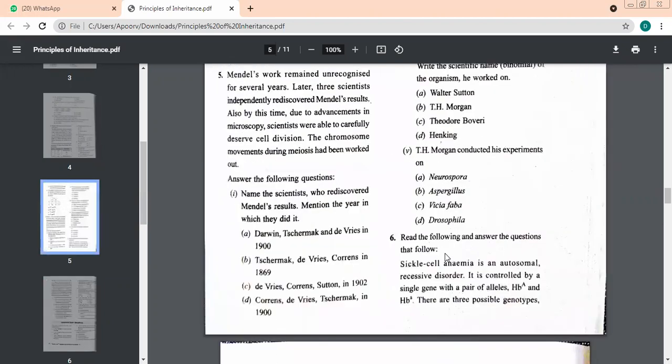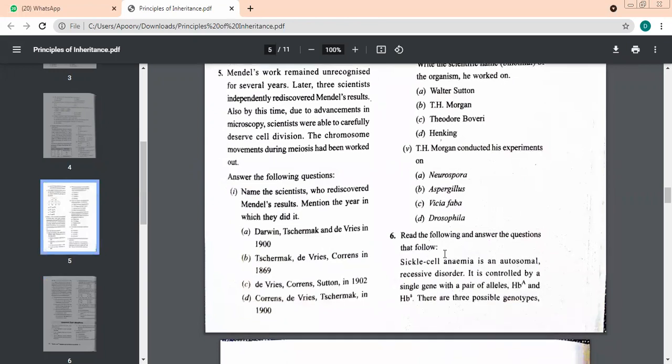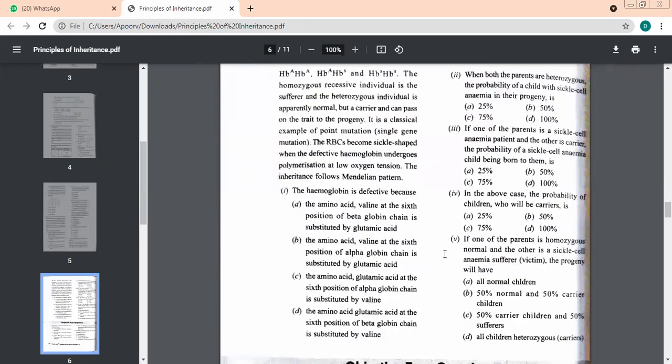This is about sickle cell anemia, the sixth one. What do you think is the answer to the first one? Ma'am, option C. C or D? Read carefully. Ma'am, C. Amino acid glutamic acid, the sixth position of alpha globin chain is substituted by valine, or the beta globin chain. Ma'am, D. Beta globin chain. It is beta globin chain. Then the option should not be C. It should be D, beta.